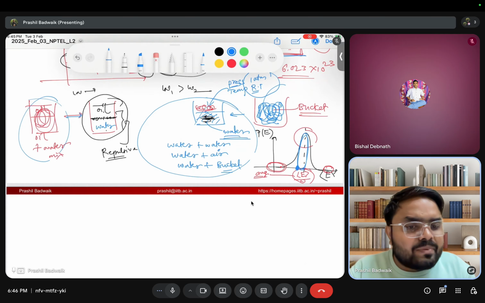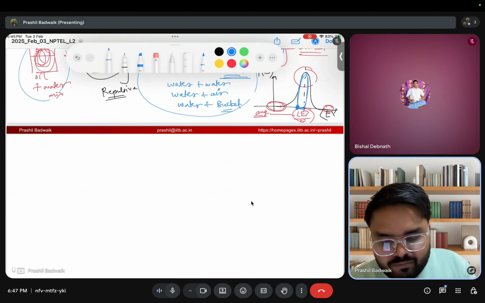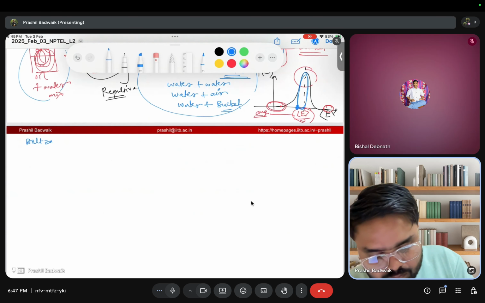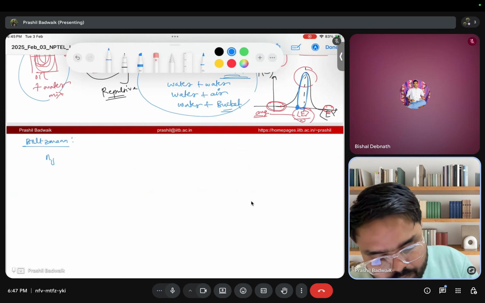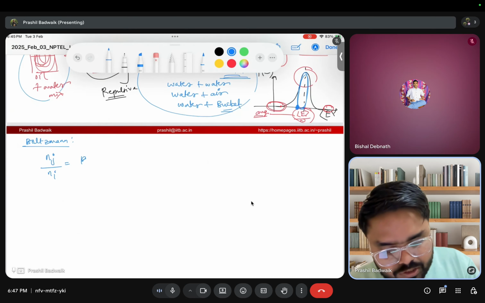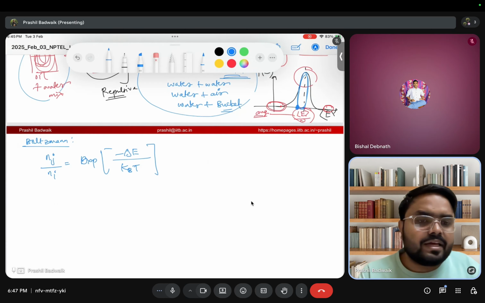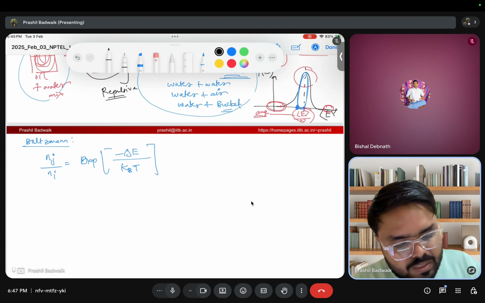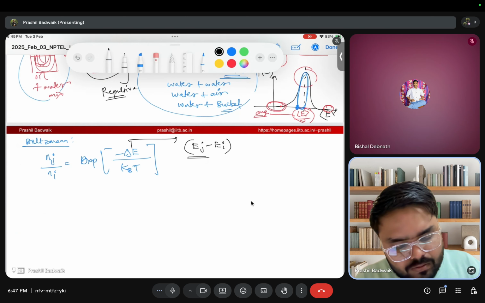And how is this distribution happening? The distribution will happen based on the formula given by Boltzmann, where Nj is the number of particles in energy level J, and Ni is the number of particles in energy level I, and this equals exponential of delta E divided by kB T. Delta E is the energy difference, Ej minus Ei, correct? So this is the distribution.